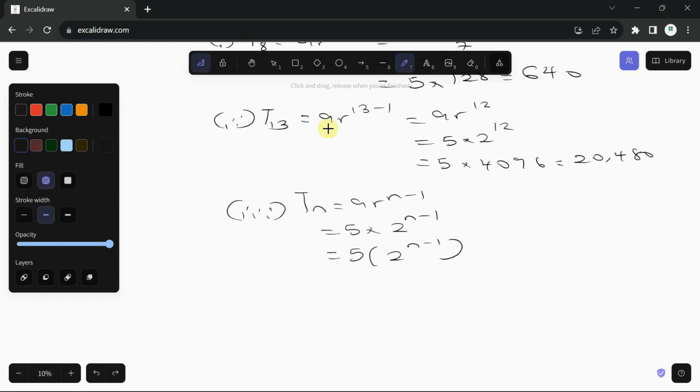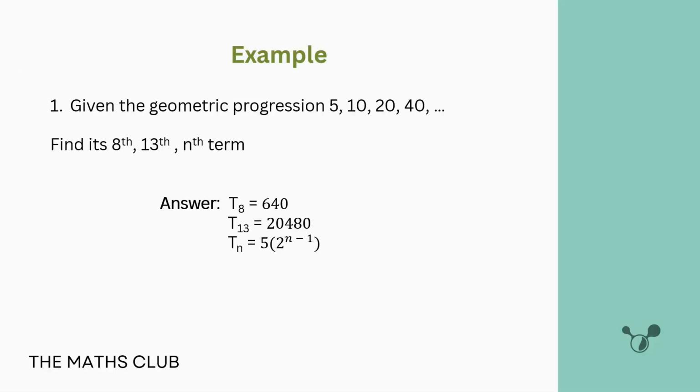So we know our first value to be 640, second value to be 20,480, third value to be 5 times 2 raised to the power of n minus 1. Let's see if we're correct. Great. So our answers are 640, 20,480, 5 in bracket 2 raised to the power of n minus 1. Perfect. Well done, everyone.